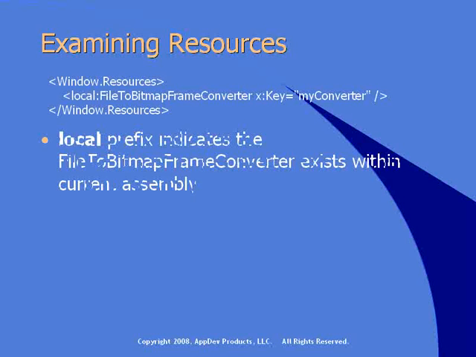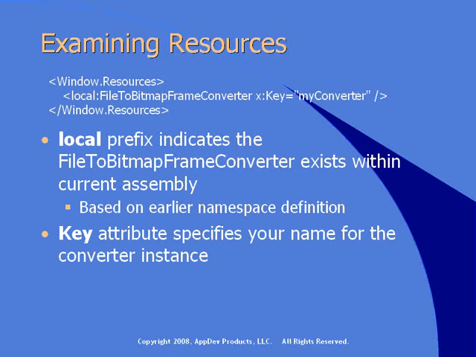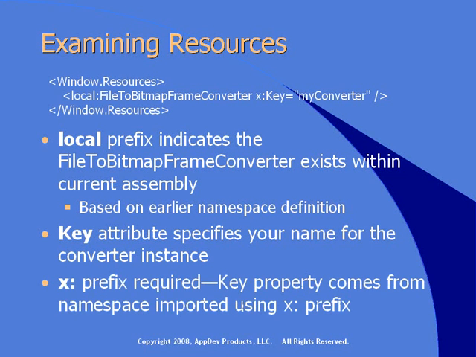Here, the local prefix refers to that FileToBitmapFrameConverter class within the current assembly, based on that earlier namespace addition that we added. The key attribute specifies your name for the converter instance, and the x: prefix is required because it comes from the namespace imported using the x: prefix.